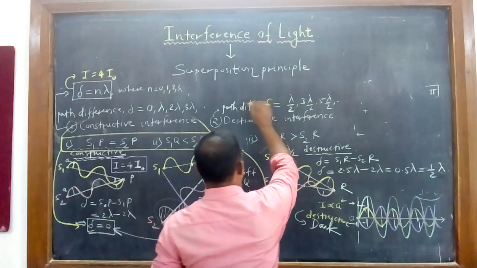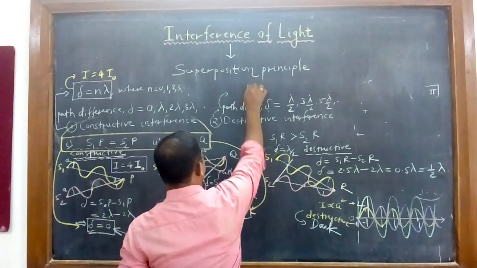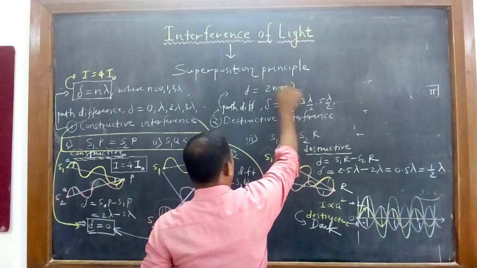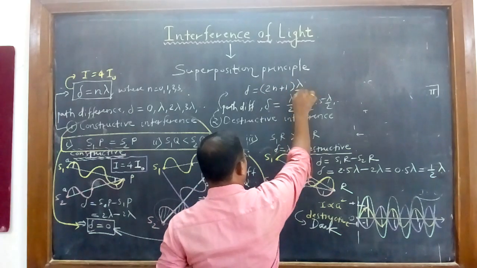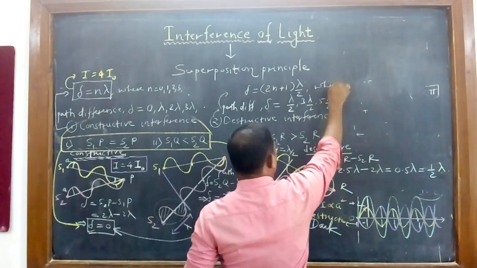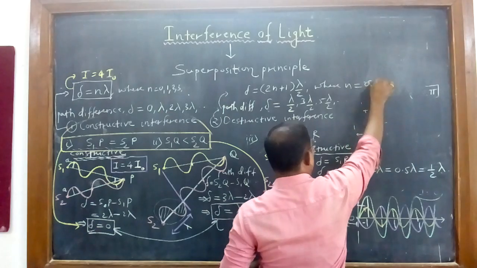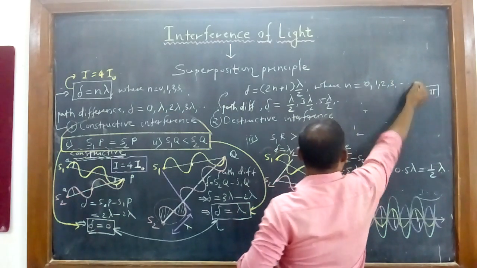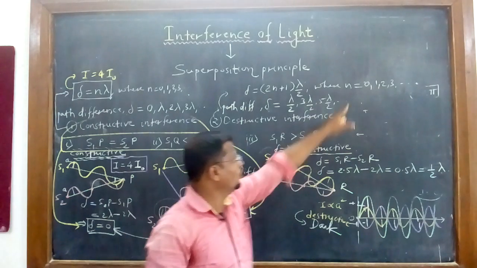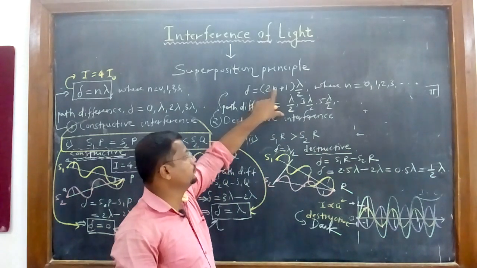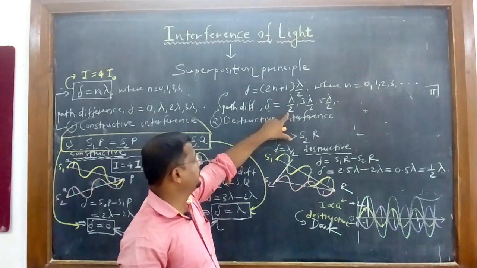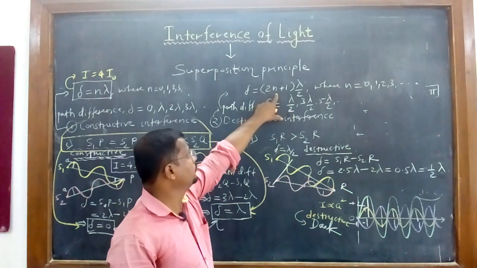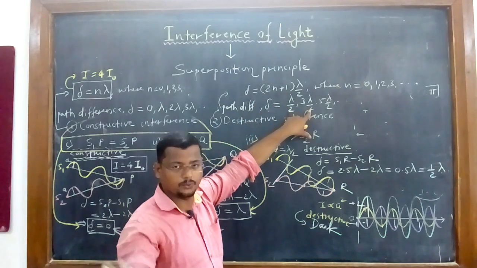So what are these here? The two waves are said to interfere destructively if the path difference between the two waves is equal to (2n+1) times lambda by 2, where n is equal to 0, 1, 2, 3, 4, and so on. So what is happening here? Keep the value of n equal to 0 in this expression. So 2 into 0 is 0, 0 plus 1 is 1. So lambda by 2 is the first one. Now keep n equal to 1. So 2 into 1 is 2, 2 plus 1 is 3, 3 lambda by 2. This is also correct.